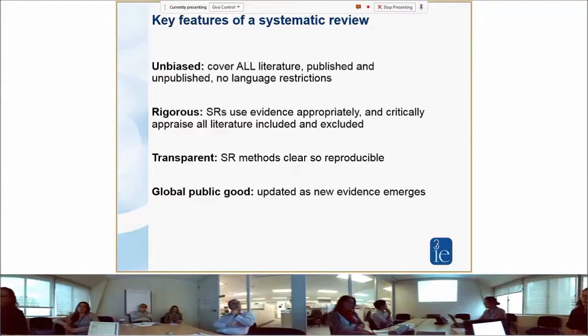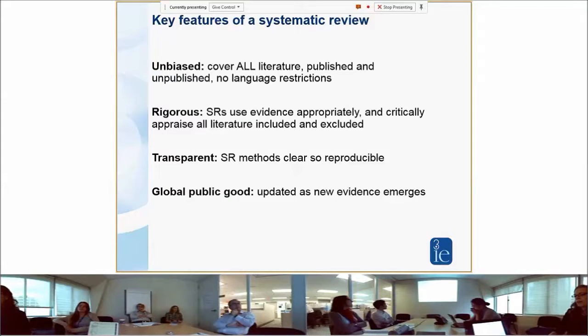So they cover all published and unpublished literature. They critically appraise this literature, and they try and synthesize it regardless of findings and clearly report in an unbiased way what the findings across these studies are, both what can be generalized but also what is context specific.